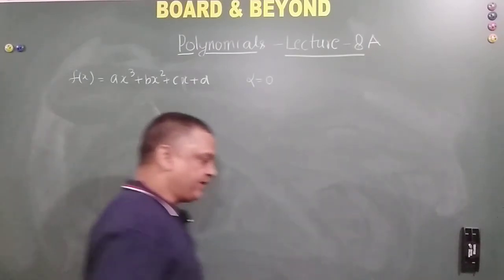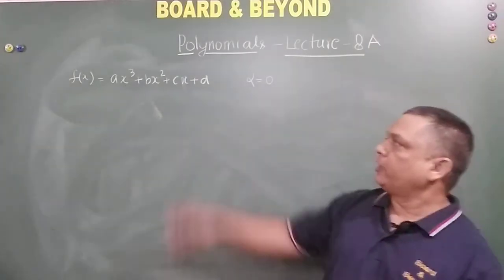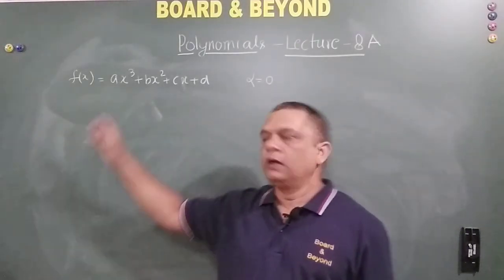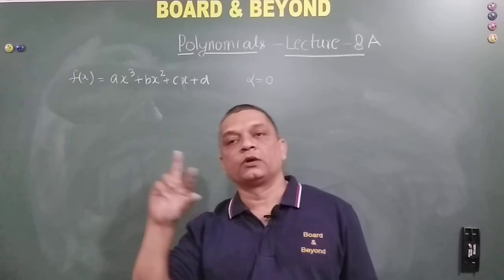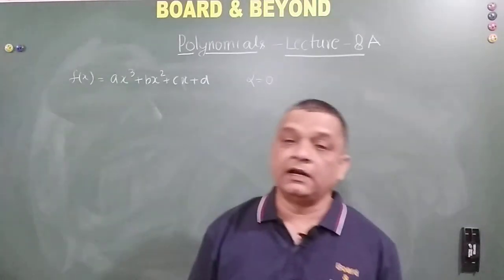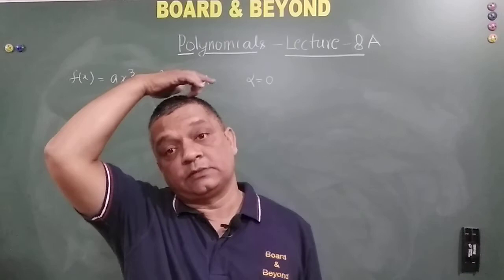So the question here, my friend, is that a cubic polynomial has been given to us. One of the roots has been given as 0. We are expected to find the product of the other two roots. This generally comes in either a 1 mark question or a 2 mark question.